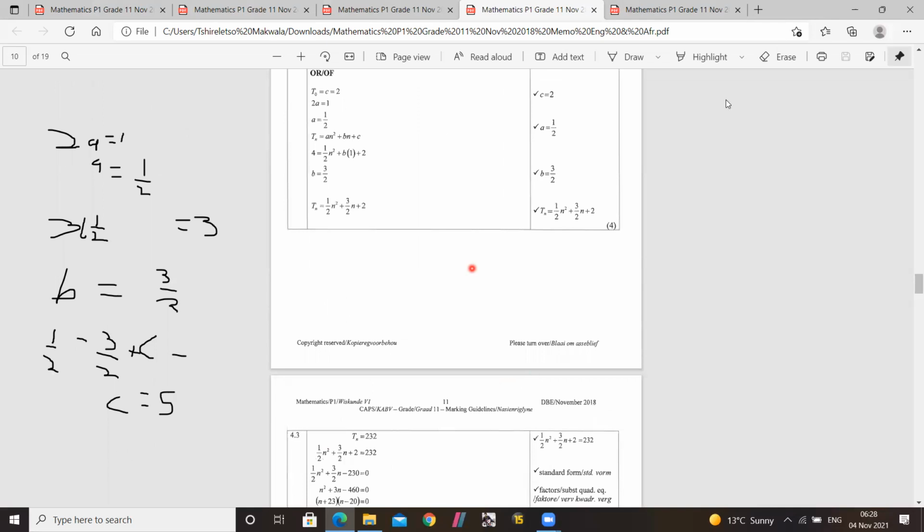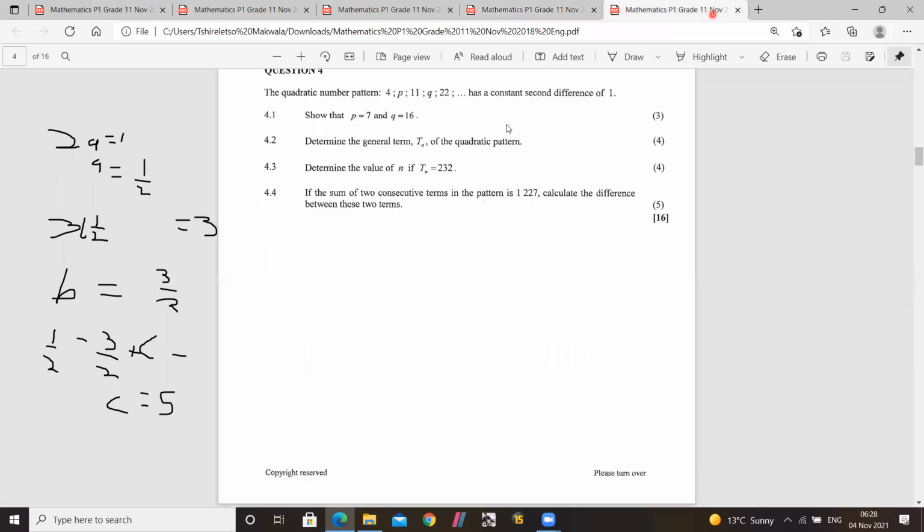Then here, the next question, what did they say? They said determine the value of n. If Tn, the same way you're going to do the one for linear, you do the same for a quadratic n. A quadratic pattern, like I said, is the same as a quadratic function. So just keep that in mind.